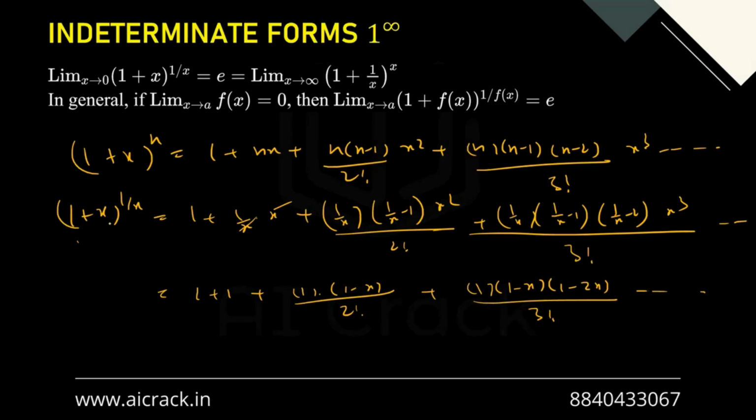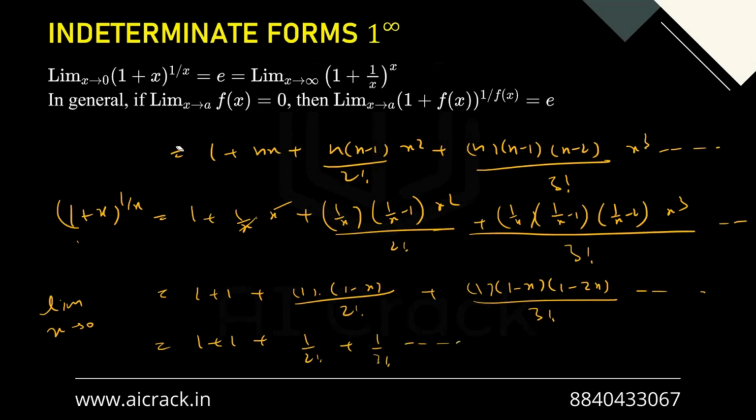Now we know that x is approaching 0, and we have to take the limit, right? Limit x approaches 0 for this one, that would come out to be 1 plus 1 plus. So if I apply 0 over here, it would become 1 by 2 factorial. If I apply 0 over here, it would become 1 by 3 factorial and so on.